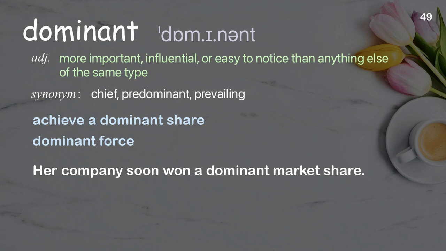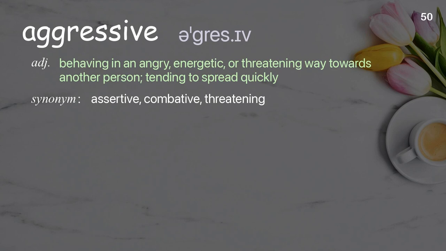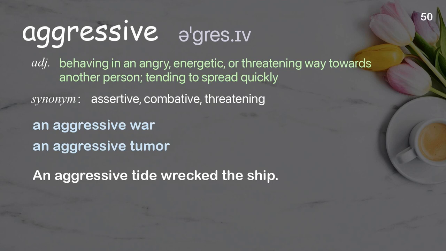Aggressive. Behaving in an angry, energetic, or threatening way towards another person; tending to spread quickly. Examples: an aggressive war, an aggressive tumor. An aggressive tide wrecked the ship.